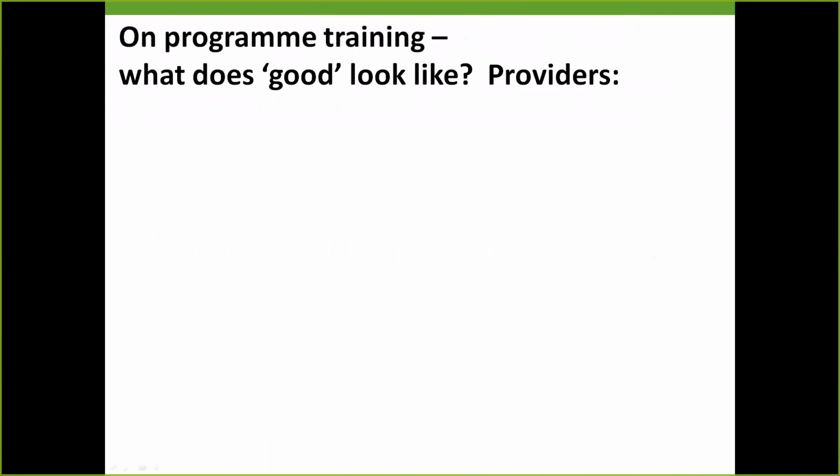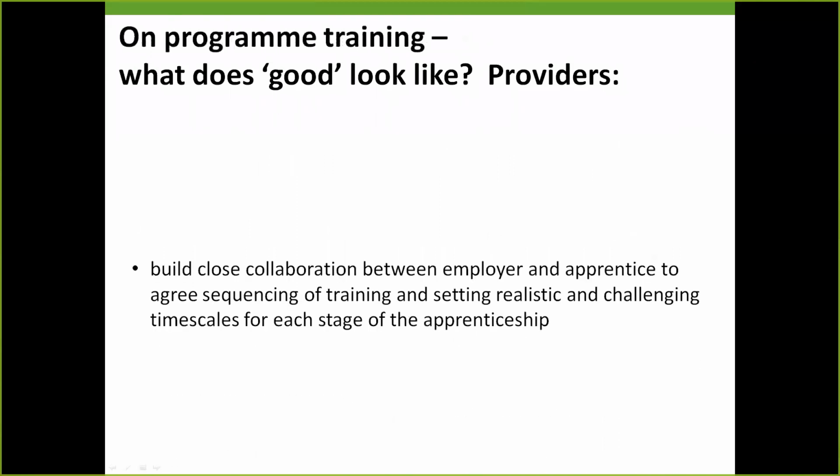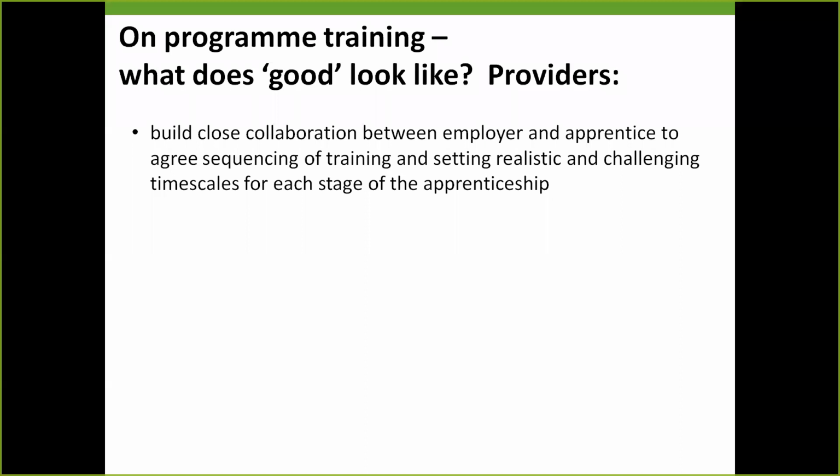In terms of the on-programme training and what good looks like, building close collaboration between employers and apprentices to agree sequencing of training and setting realistic and challenging timescales. So what opportunities are you providing to discuss and negotiate the training plans with employers? How are you getting them involved in training? What does the employer do, for example, during induction that could be cross-referenced into the scheme of work for that particular learner or that group of learners?